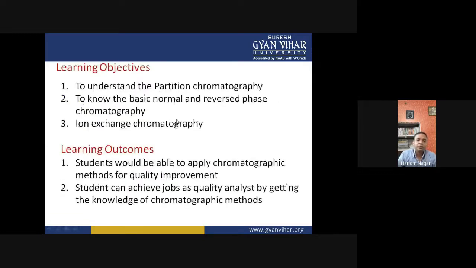The learning objective of this class is to understand partition chromatography, that is, how compounds are partitioned, or you can say distributed, between the stationary and mobile phase. If the mobile phase is more polar than the stationary phase, then more polar compounds will elute faster. More polar compounds will interact with the mobile phase strongly and will elute faster.